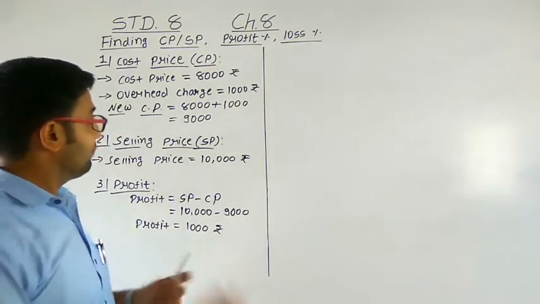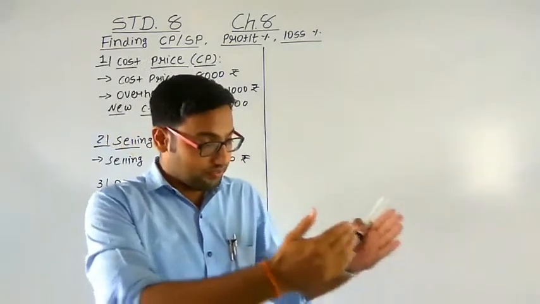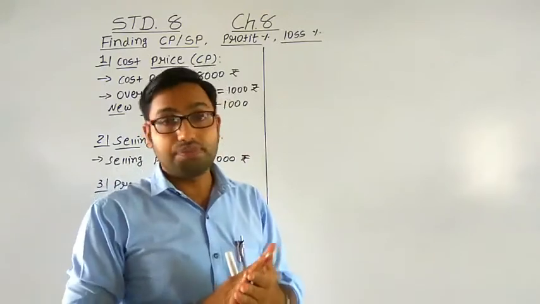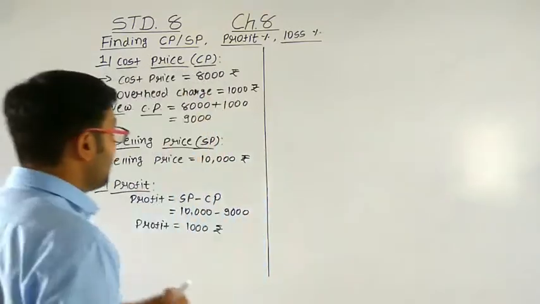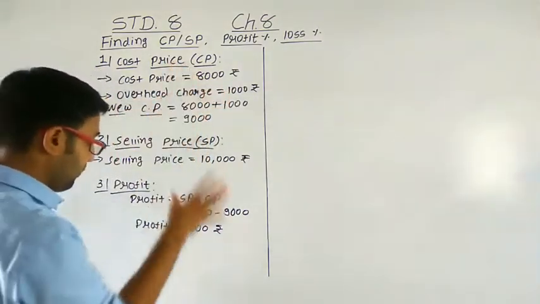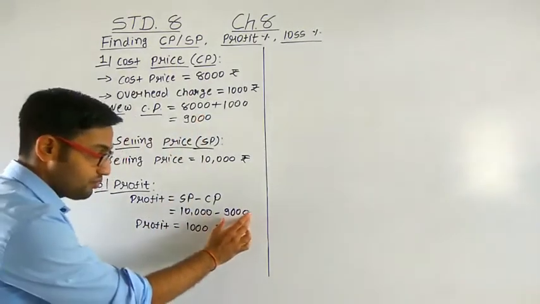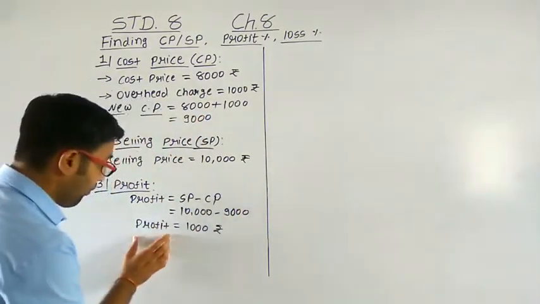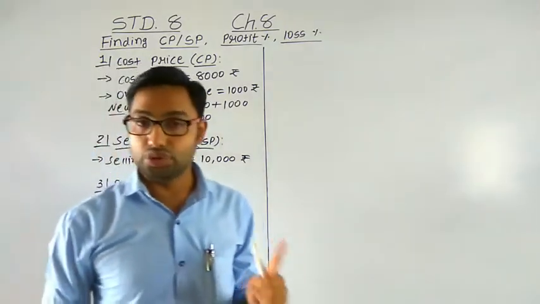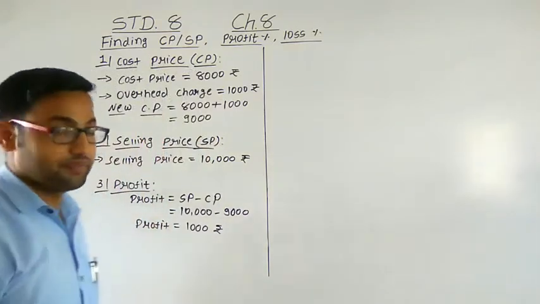Okay. Now suppose there is no overhead charge. You just purchase the TV and after 1 month you sell it. You do not make any overhead charges. Then at that time you have to take the cost price as 8,000. So what will be the profit? Instead of 9,000 you have to take 8,000. So your profit will be 10,000 minus 8,000, and that becomes 2,000. In this way we can calculate the profit.